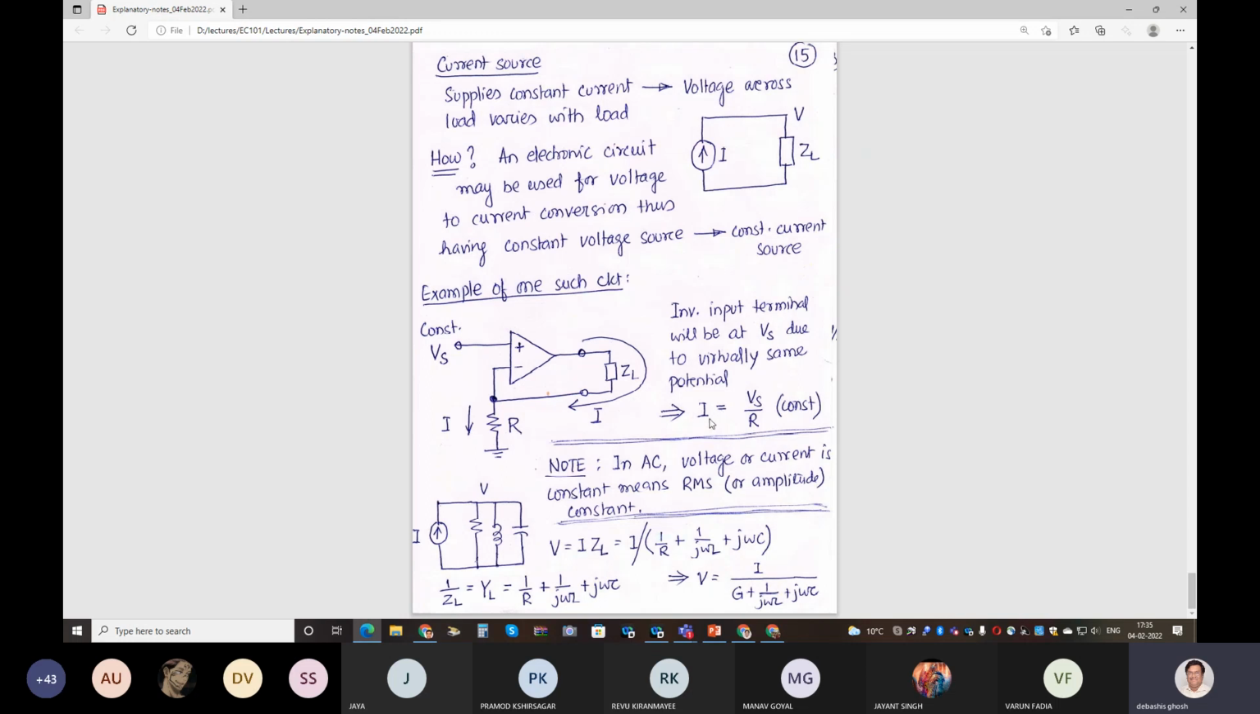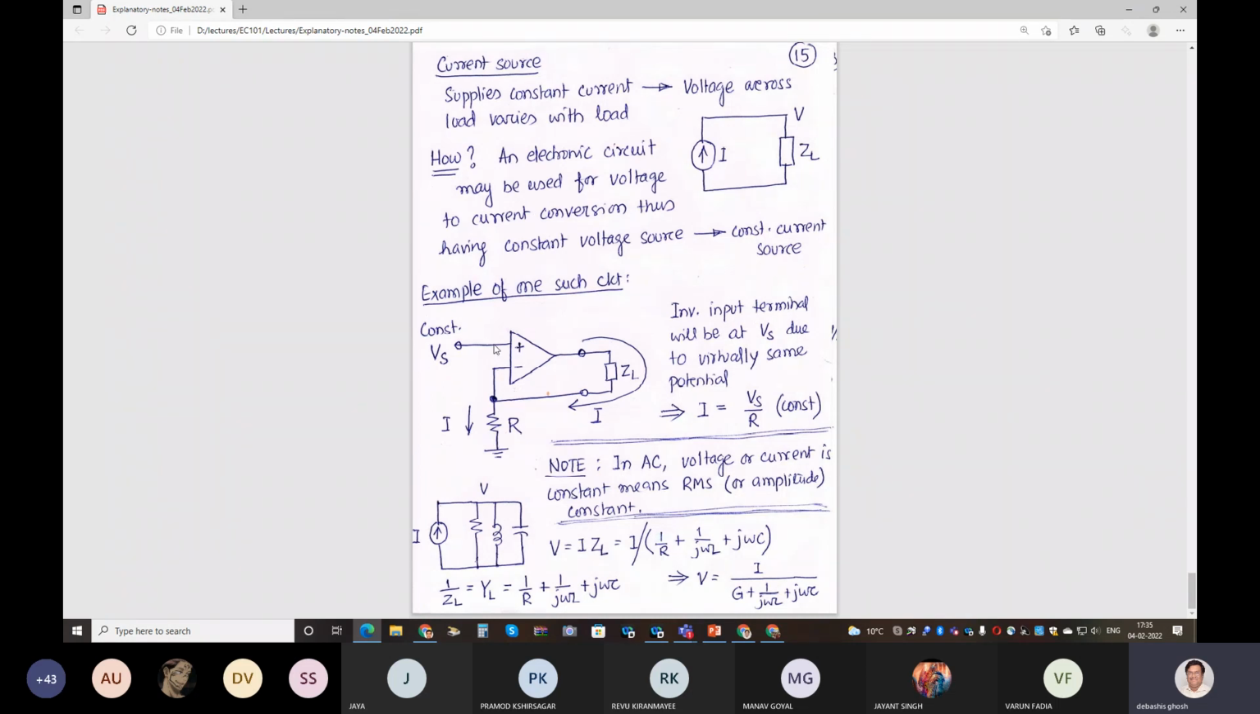Now you must have also studied that the current actually does not flow through the op amp. No current will enter because it's a high impedance input terminal. No current essentially enters an ideal op amp. So whatever current is flowing through this must be coming from here. That is the only place from where it can come.